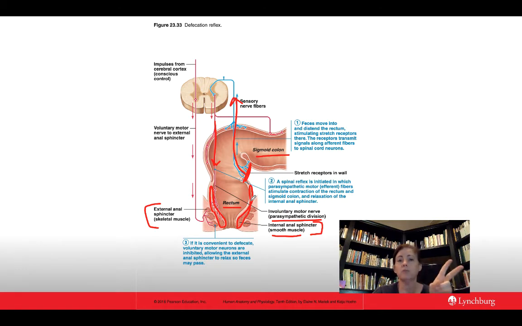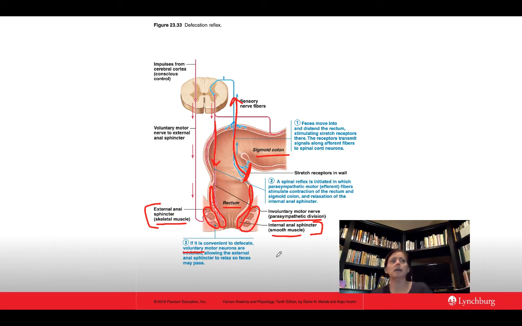Okay. Now there's a part 2 of that, thank goodness, because we want to have some control over this, right? We have an external anal sphincter, which is comprised of skeletal muscle. That's all of this muscle out here on the outside, because it's the external anal sphincter. And it's skeletal, so that means it's voluntary. So we do have some voluntary control over this. So we have voluntary innervation to that skeletal muscle.